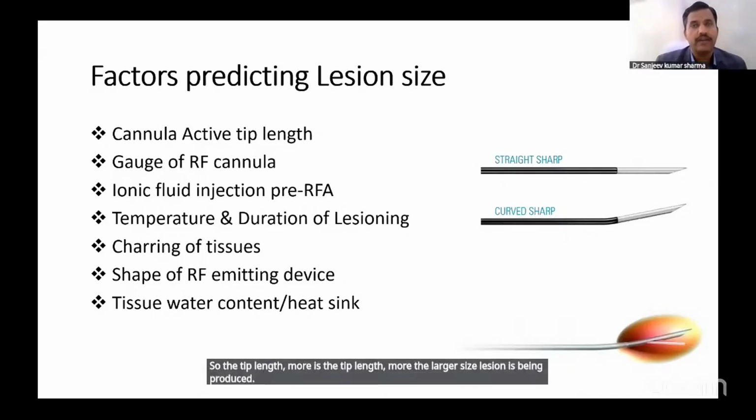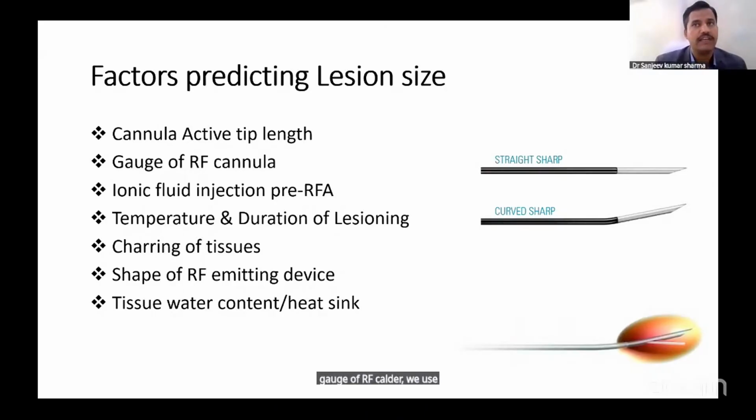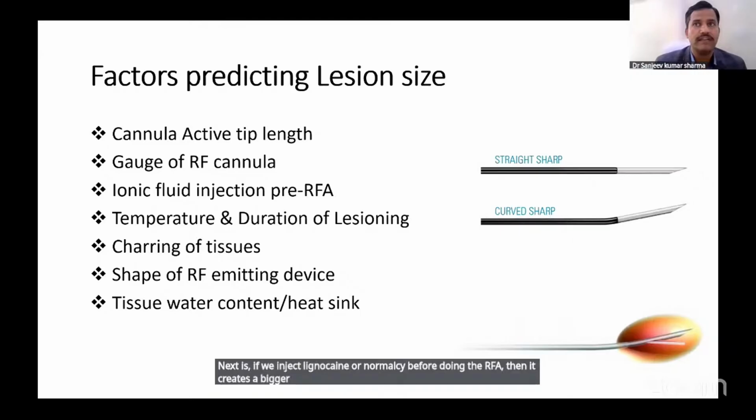Gauge of RF cannula: we use needles from 17 gauge to 21 gauge. The more the gauge of the cannula, the bigger the lesion size produced. Next, if we inject lignocaine or normal saline before doing the RFA, then it creates a bigger lesion size because the heat dissipation is bigger.